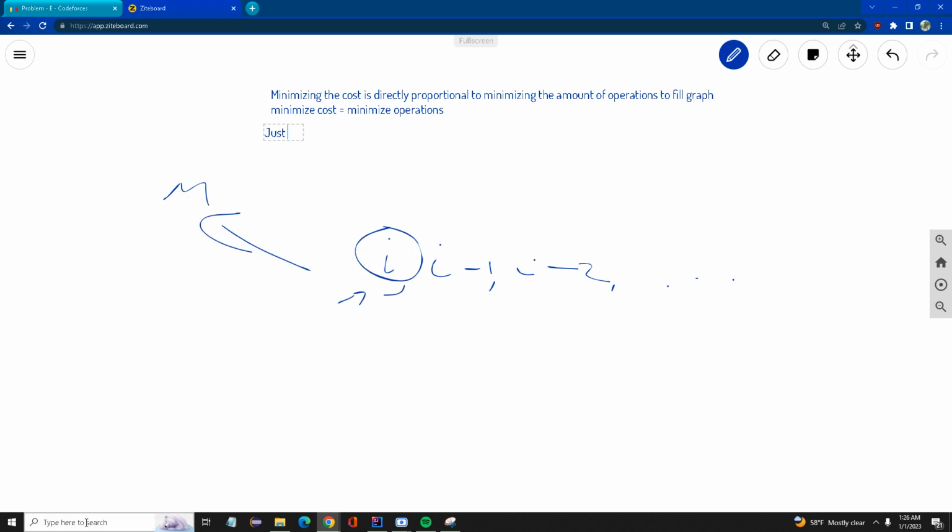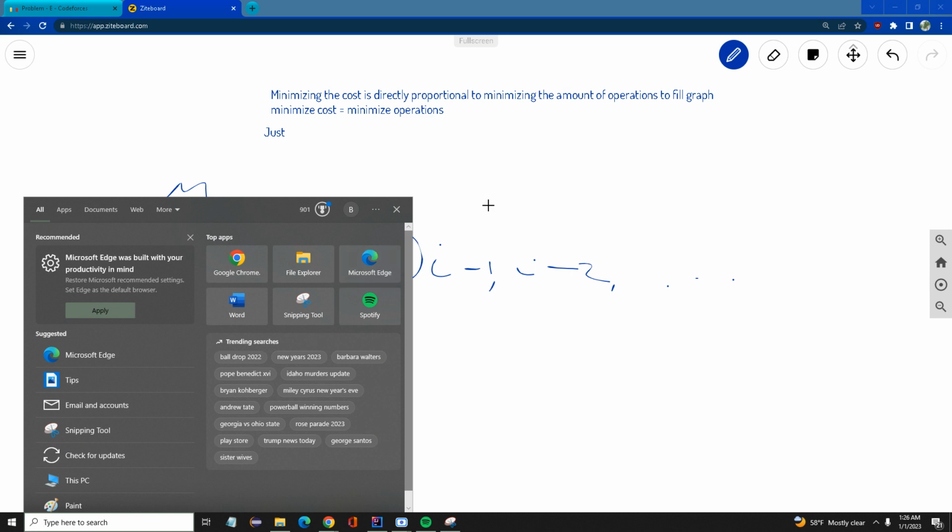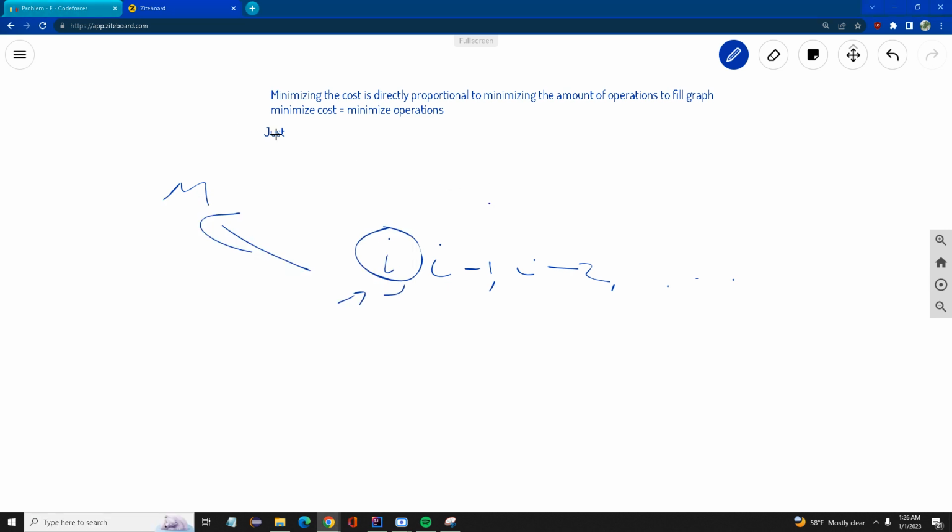So it's actually really simple. Just greedily take the operation type with the highest amount of edges added.